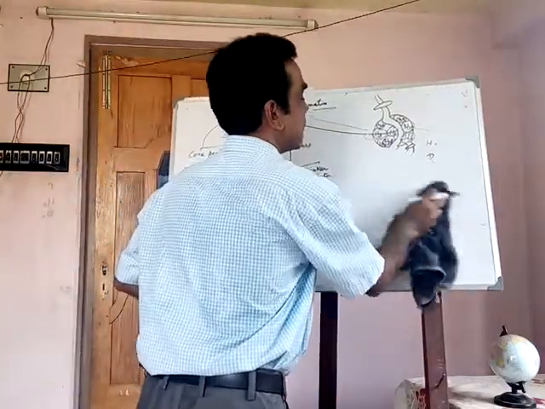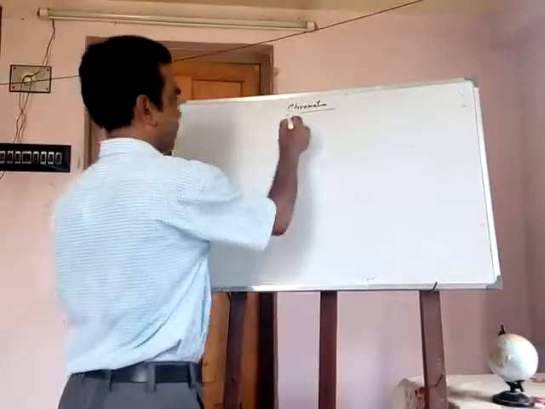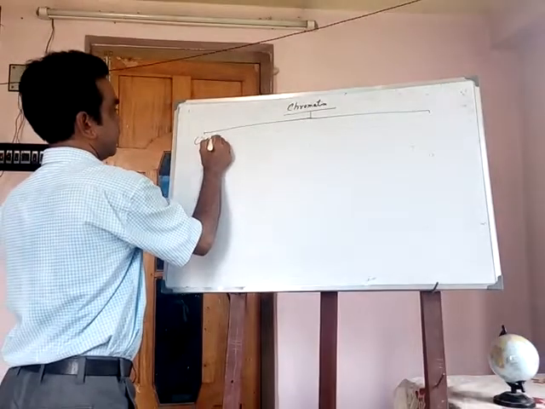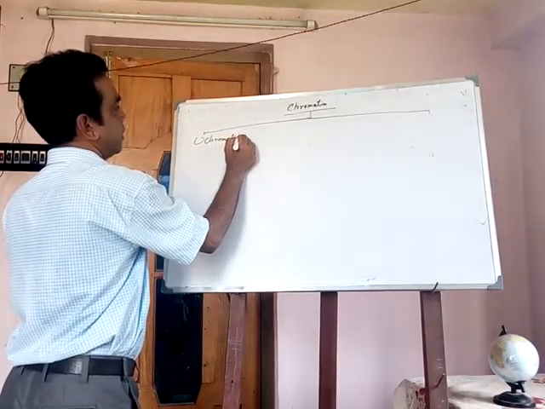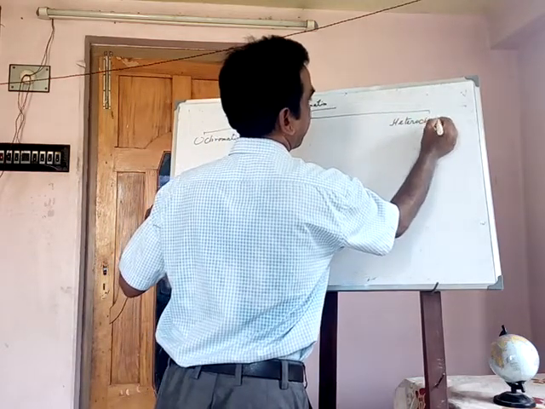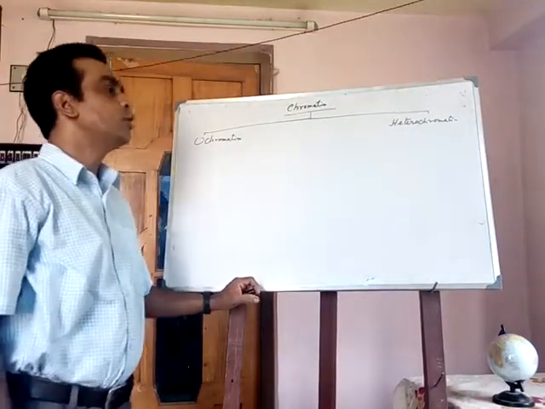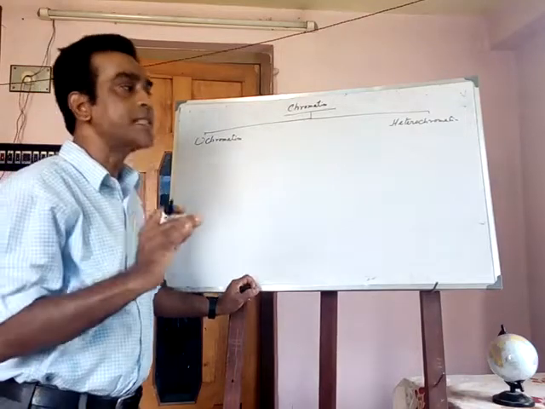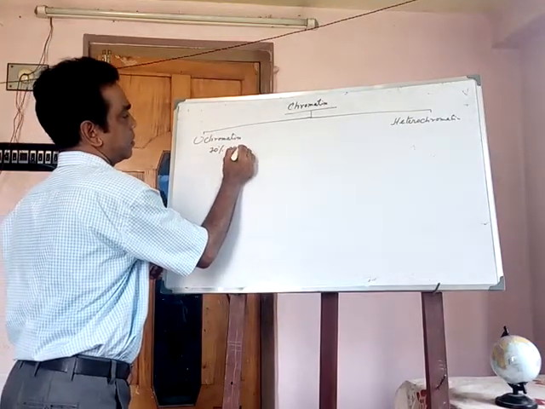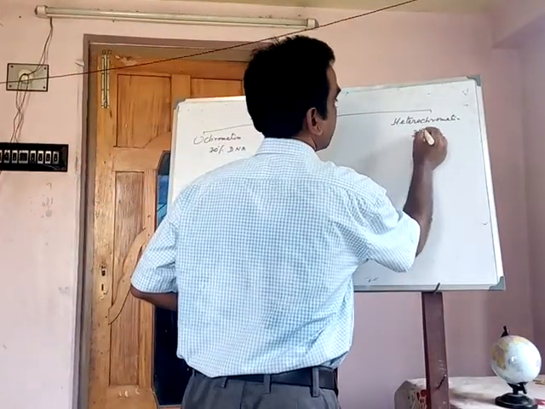Now another type of chromatin I discuss here, that is euchromatin and heterochromatin. What is euchromatin? The percentage of DNA found in euchromatin is 70%, but in heterochromatin the DNA percentage is only 30%.